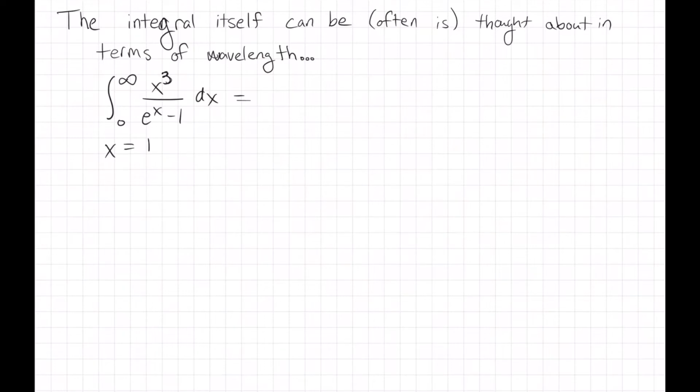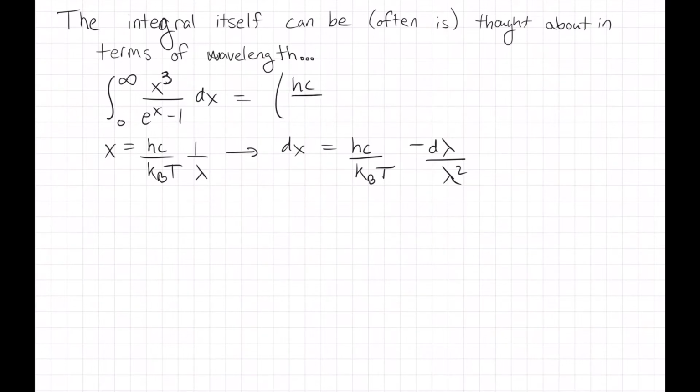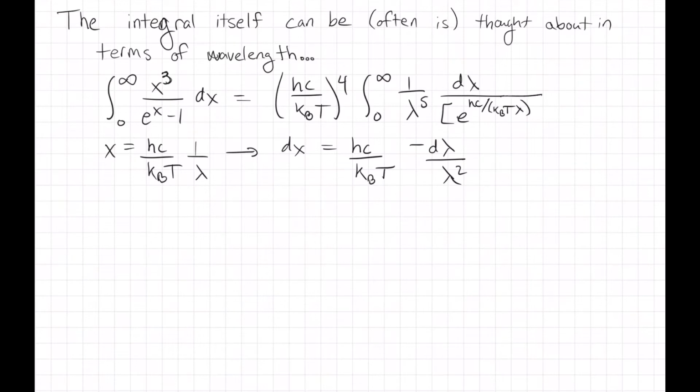And I'll make a change of variable. I want to change from x back to wavelength. So first I'll highlight what the wavelength is, and then I'll redefine the differential. That'll bring out a factor of minus d lambda over lambda squared when I calculate the differential, and that'll help me pull out some extra prefactors. But the important thing is that the integral now has something that looks like 1 over lambda to the 5th power, times something that again looks like the Bose-Einstein distribution as the integrand.